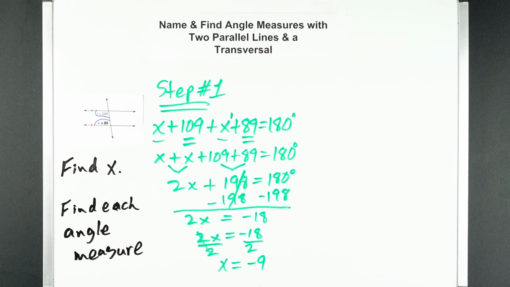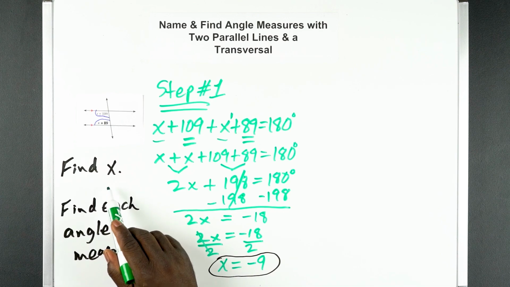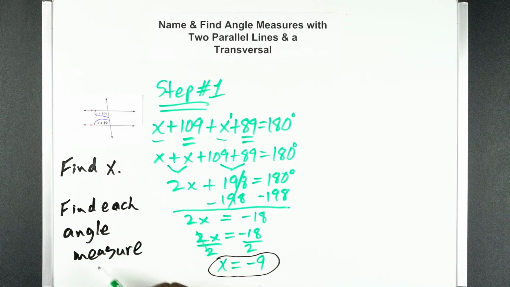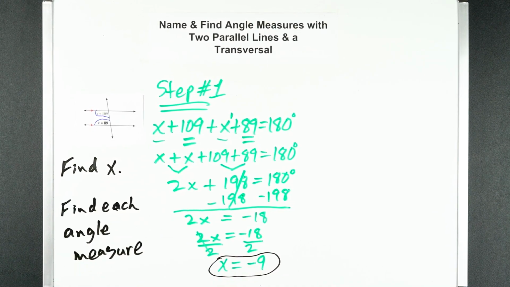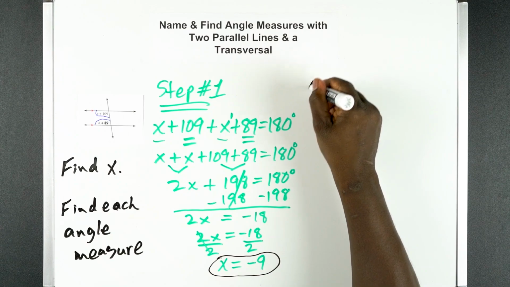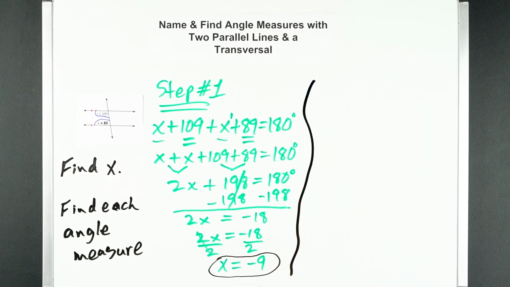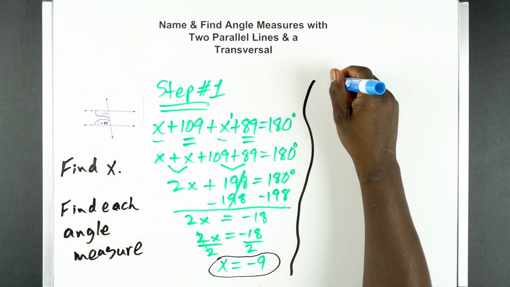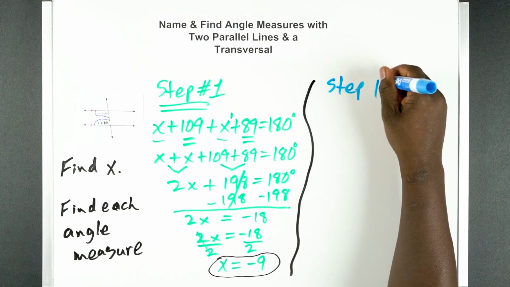All right, so I'm going to go ahead. This is a multi-step problem. A lot of times teachers want you to show that you know what the answer is. So in this case, we have found the value of x. Great. Now let's find each angle measure. All right, so I'm going to draw a line so that I can make a distinction for step number 2. Step number 2, we're going to find each angle measure. Each angle measure, we have 2 angle measures there. So this is step number 2.